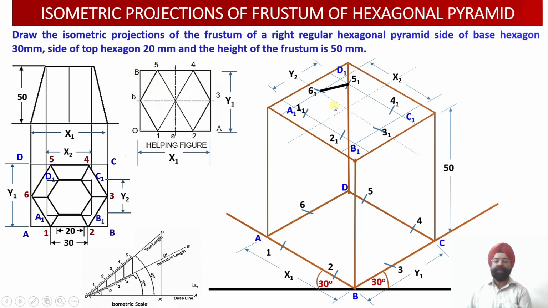Now, when the observer is going to look at this solid from this direction, all the edges of the top face will be visible to the observer. So we are going to join 1, 1, 2, 1, 3, 1, 4, 1, 5, 1, 6, 1 and 1, 1 dark, right? So they will be joined by using the object lines over there. Okay, so thick solid lines will be used over there.